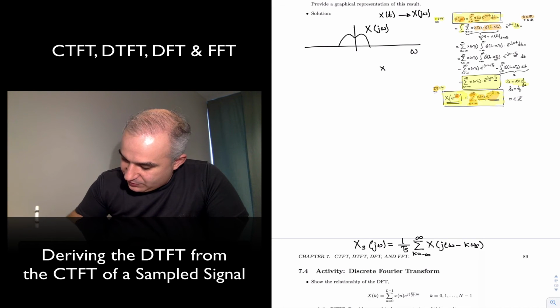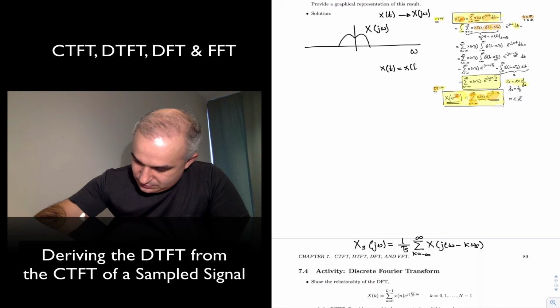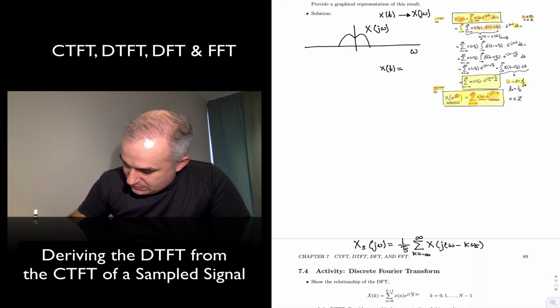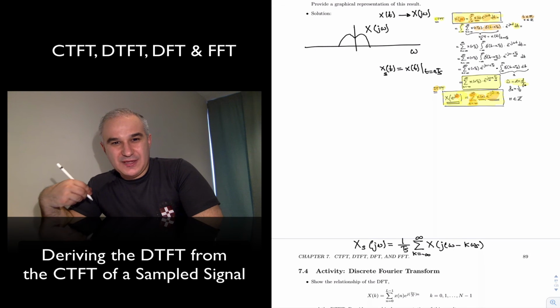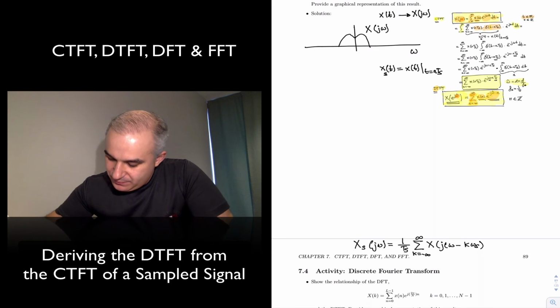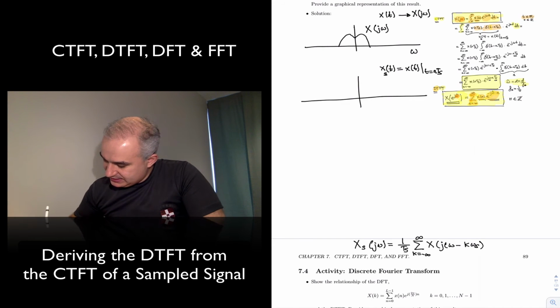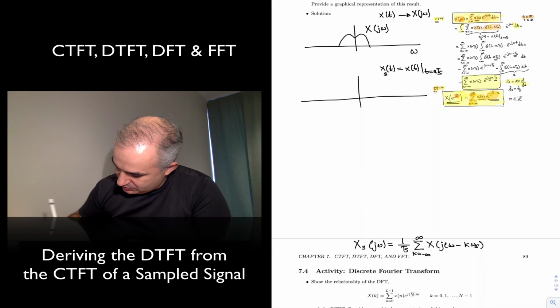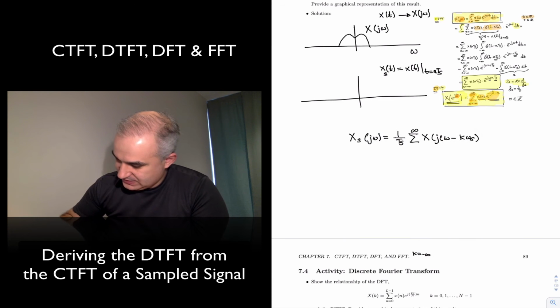If we sample x of t by evaluating x of t at t equal nTs, doing what I just did, what is the spectrum like of the sample? The spectrum is actually, I'm going to bring this up. This is what the spectrum is.